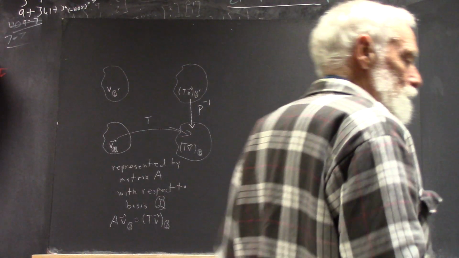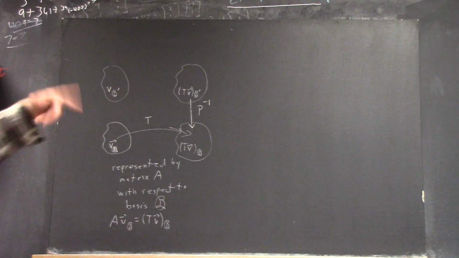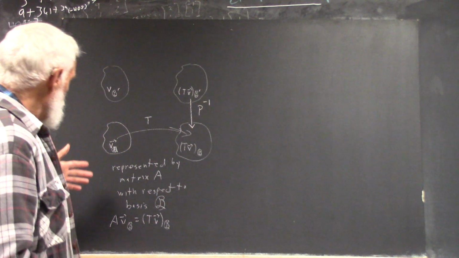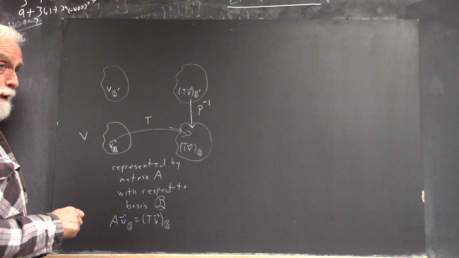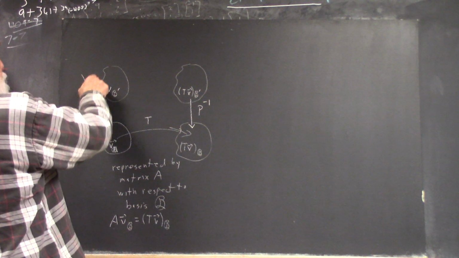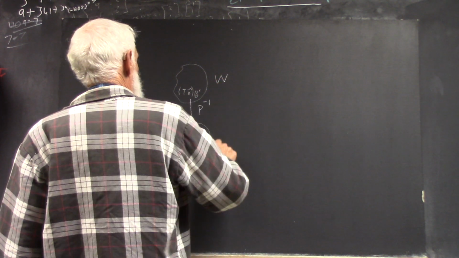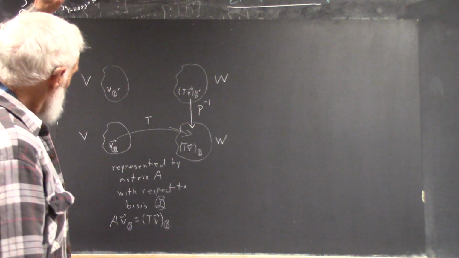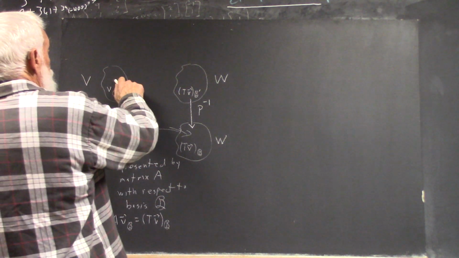So we have what's called a similarity transformation. Just checking the notation, make sure I've got the same notation the book uses. Again, we've got some vector space V here, and the same vector space V here. Got a vector space W here, and it's the same vector space W here. But in this space, you're representing, well, then you've got the transformation, and it's the same transformation.